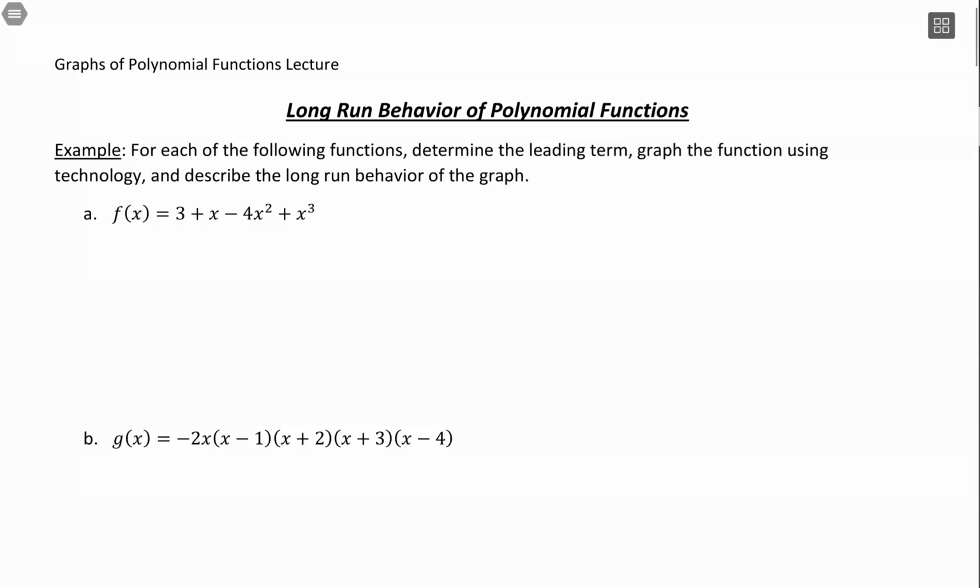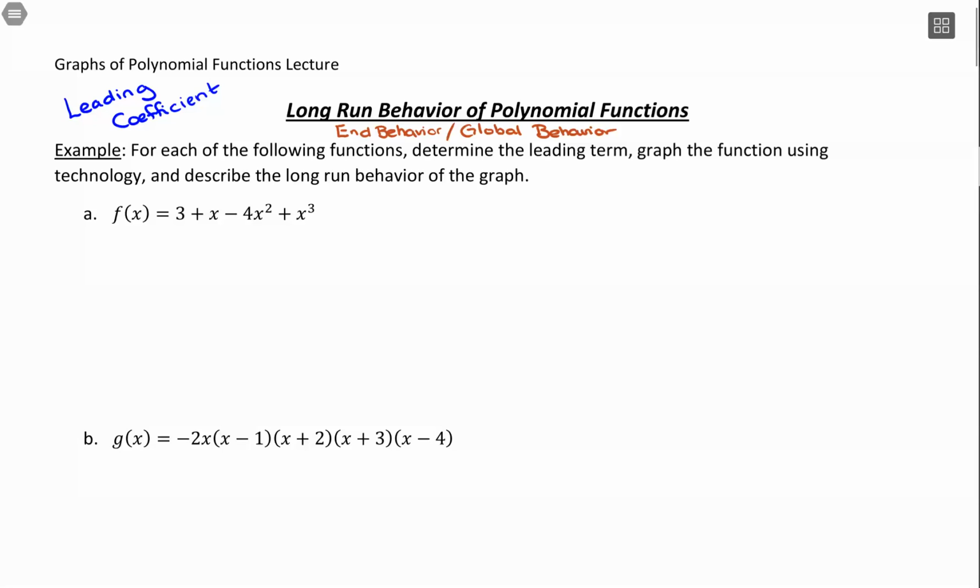So for long run behavior, and again, just as a reminder, this can also be called end behavior or global behavior. These are all accepted terms. This is coming from the leading coefficient of our polynomial. So whenever we want to describe our long run behavior, we're going to need to find that leading coefficient first. That leading coefficient is going to give us the general shape of our graph.